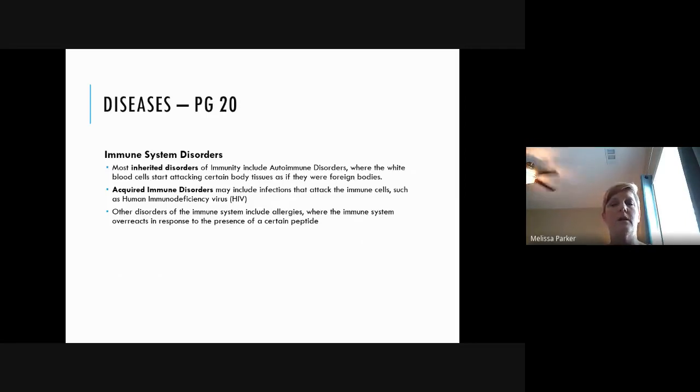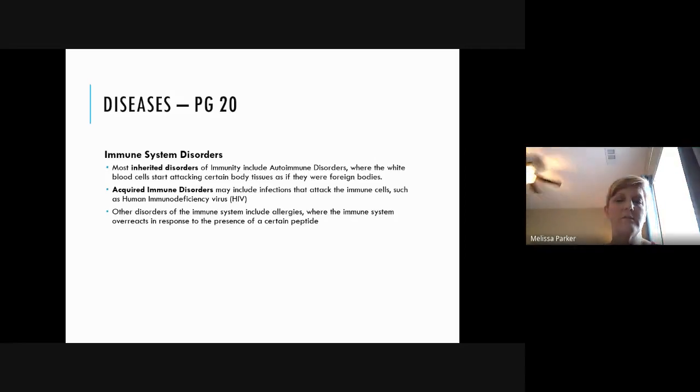So examples would be autoimmune disorders like lupus, rheumatoid arthritis, multiple sclerosis. Acquired immune disorders, so they may have infections that attack the immune cells. So one of the ones that we're aware of is the human immunodeficiency virus, or HIV.